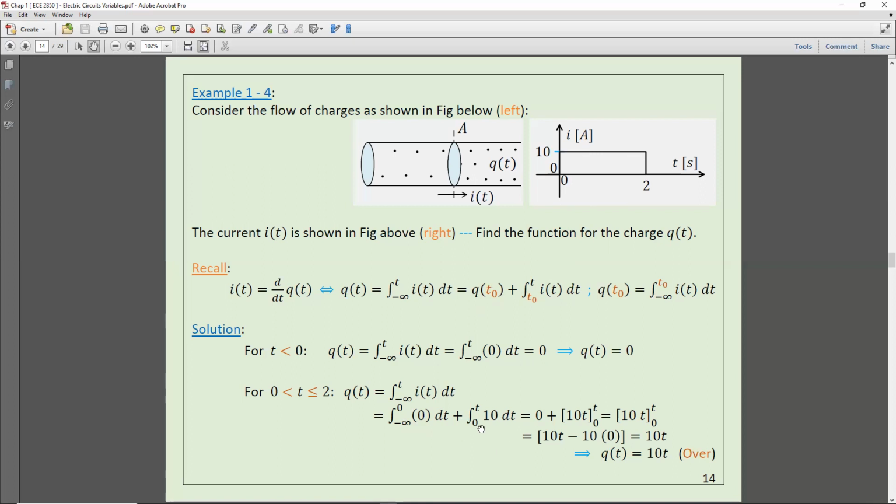Once you calculate this one, you have 10t. Then just integrate, and you can plug in the limits: this one minus this one. So the result is 10t. So the Q value here is 10t, and t is a value between 0 and 2. Here it was 0 because there was no current here.